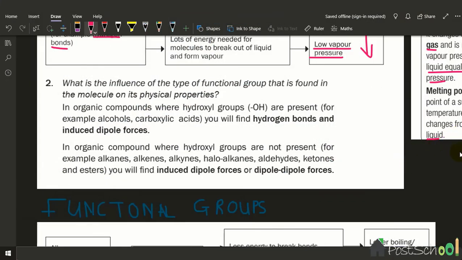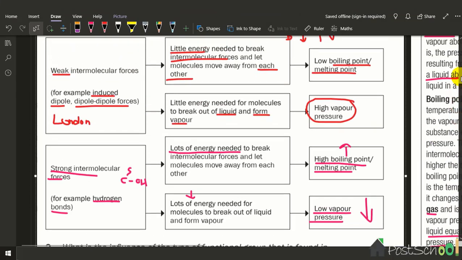Qhubekeni ke sichazile relationship based kuma intermolecular forces. When there is weak intermolecular forces, that means there is little energy needed to break those intermolecular forces, and then hence ke lapho sekuzoba na low boiling point noma melting point. Little energy needed to break, that means high vapor pressure.